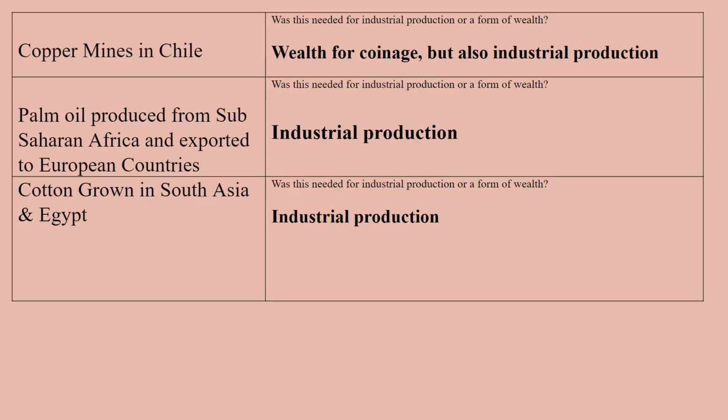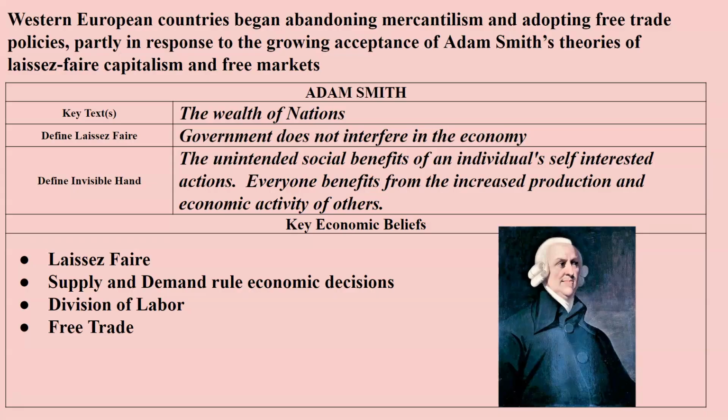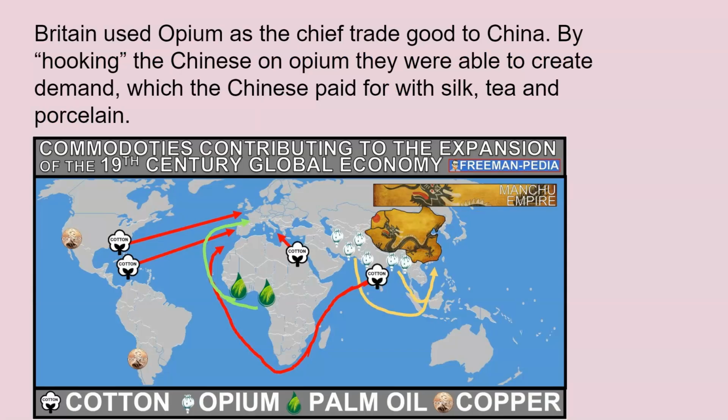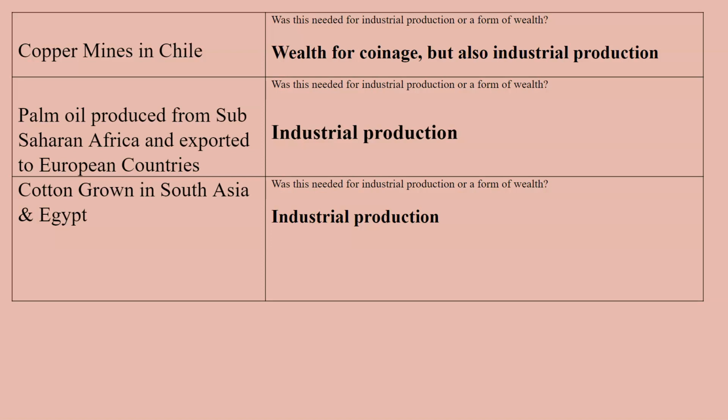All right. Other products that were transferred around the world that you saw on the map on the previous page: cotton, copper, palm oil. Copper mines were in Chile, but also in Mexico. Some of it was used for wealth because it did become coinage, but copper was also vital in industrial production. Palm oil is used in industrial production and became a major export from Africa to the European countries.